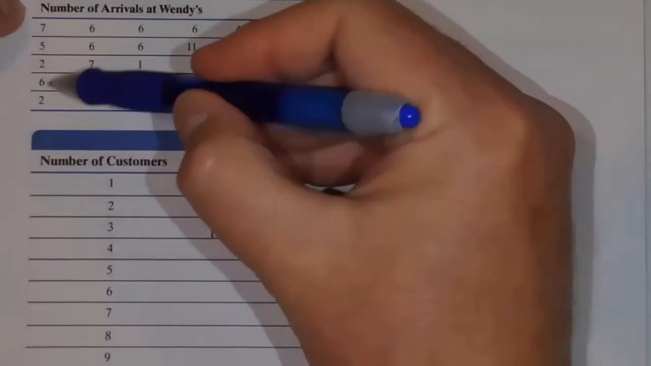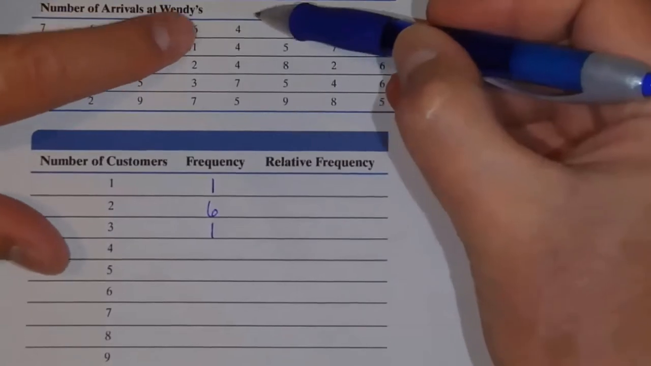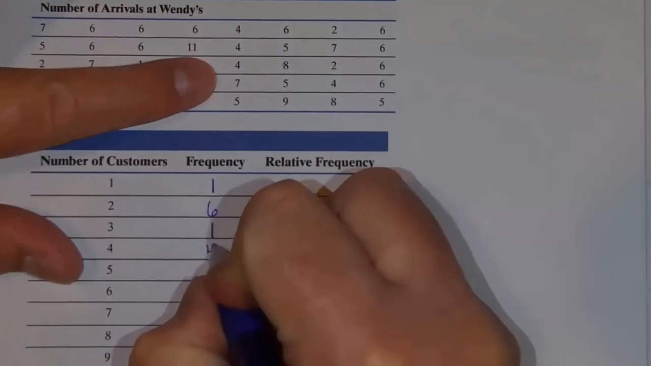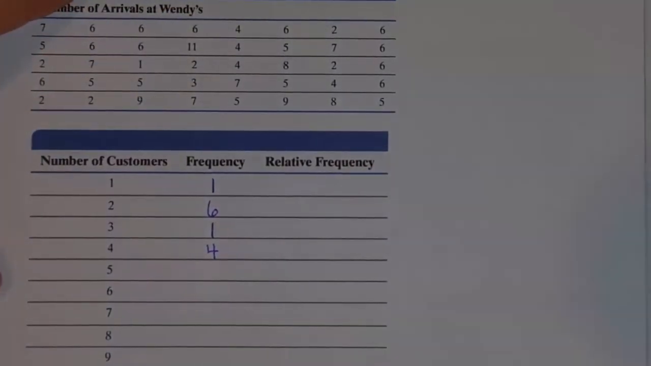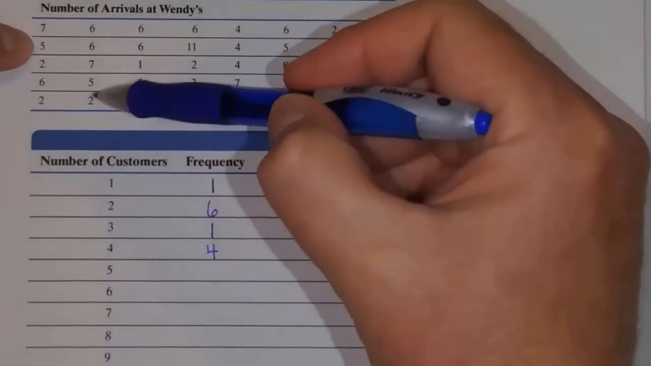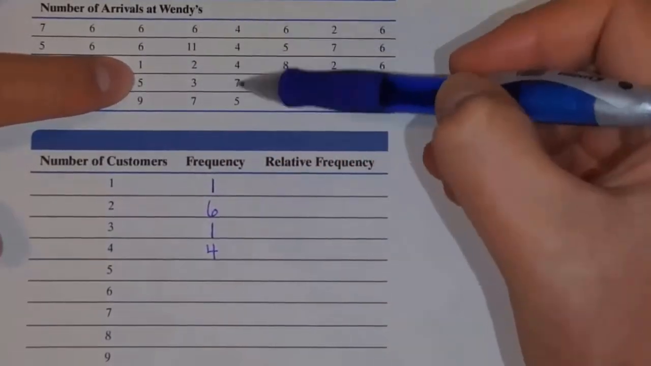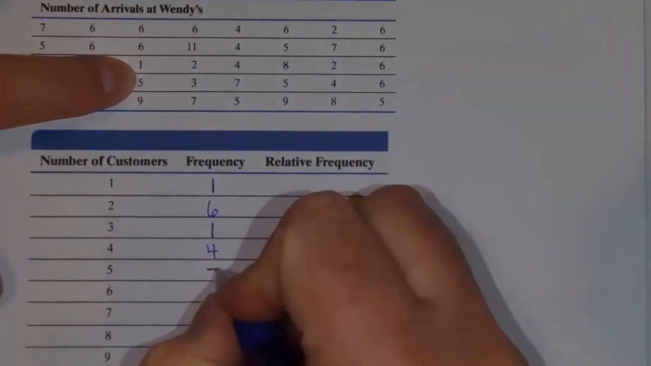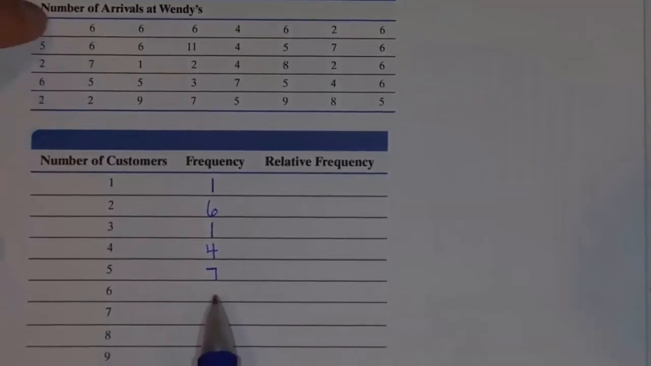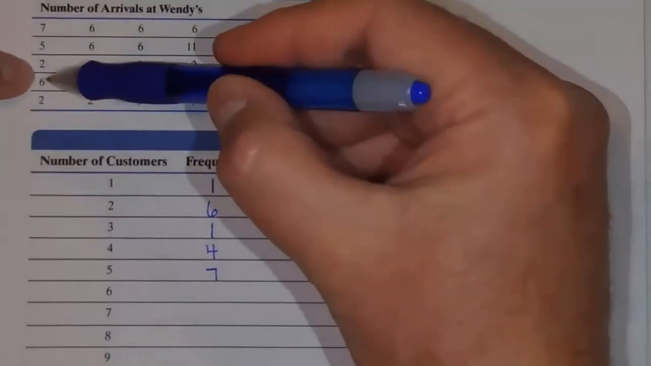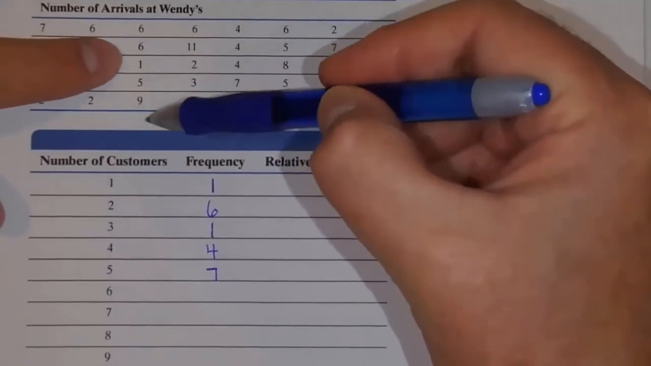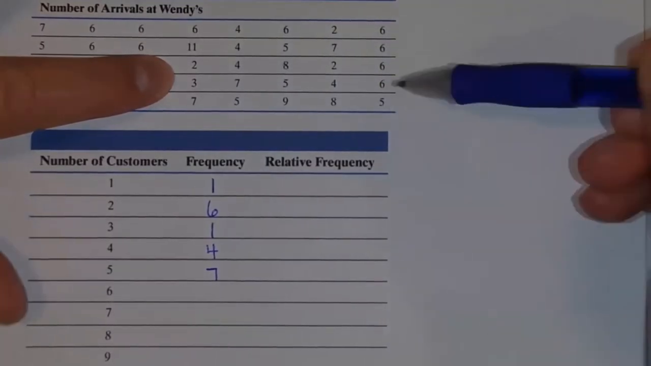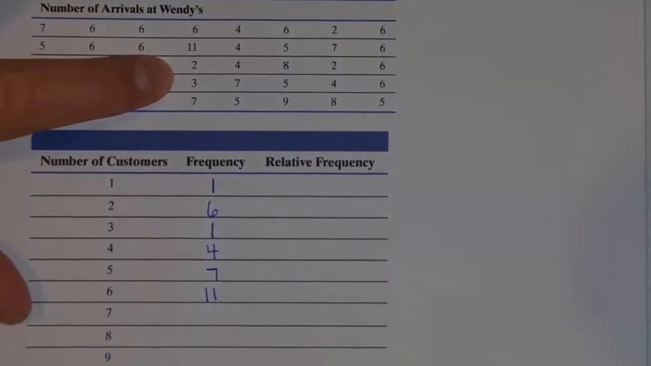4 customers, 1, 2, 3, 4. So that happened 4 times. We had 4 customers 4 different times. 5 customers, 1, 2, 3, 4, 5, 6, 7. 6 customers, 1, 2, 3, 4, 5, 6, 7, 8, 9, 10, 11. So 11 different times we had 6 customers.